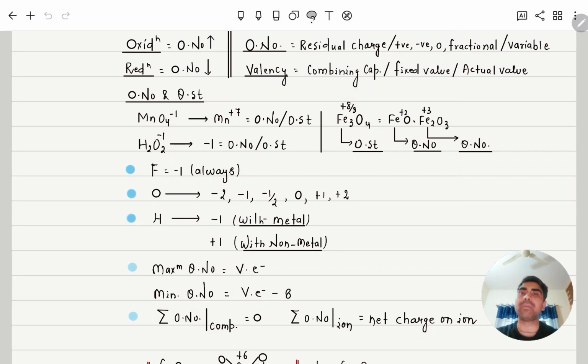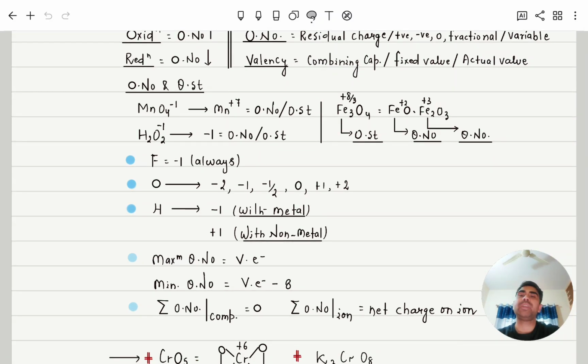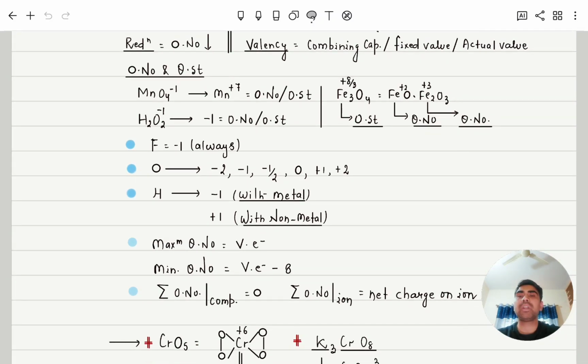So oxidation state is an average value: total charge by total atoms. Here the oxidation state of iron is plus 8 by 3, but the oxidation number is different for the different iron atoms. Now while calculating oxidation number, you should know the oxidation numbers of some elements. Fluorine in the halogen family always shows minus 1, whereas the remaining ones, chlorine, bromine and iodine, show minus 1 to plus 7, but fluorine always shows minus 1 because it is a second period element.